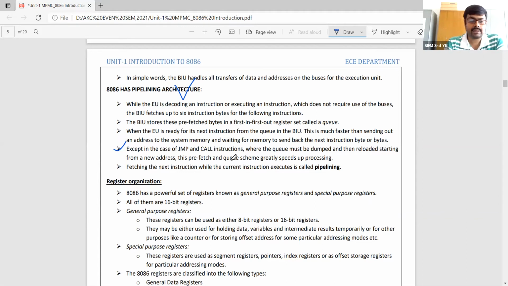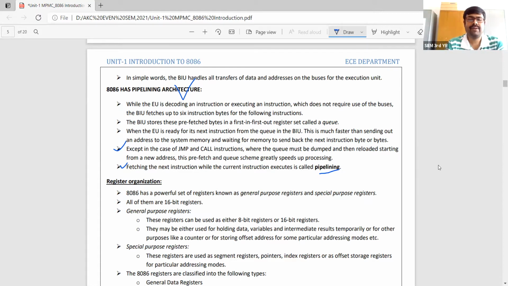Point number last, fetching the next instruction while the current instruction executes is called pipelining. So in the case of pipelining, what is the advantage? The advantage is that we can easily speed up the operation of the microprocessor. That is the main intention, because we want the fastest operation. We want a very speedy operation.